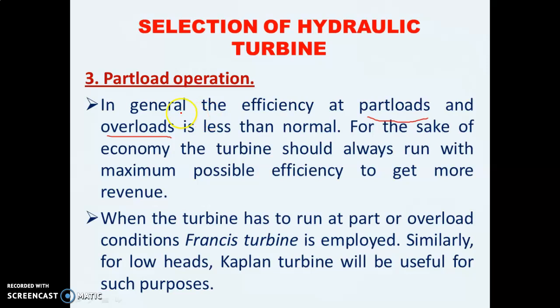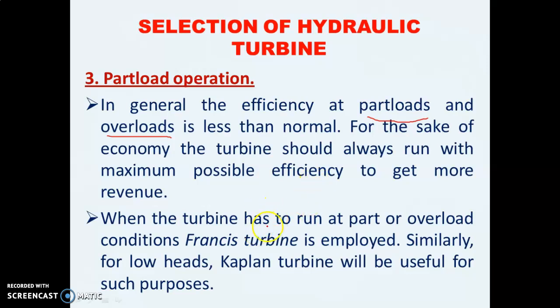Now it is said the efficiency at part load and overload is less than it will be at the normal load. For the sake of economy, the turbine should always run with maximum possible efficiency. That means the turbine should always run at its fixed load, to get the maximum revenue, to earn the maximum amount of money, or for maximum profit, you can say.